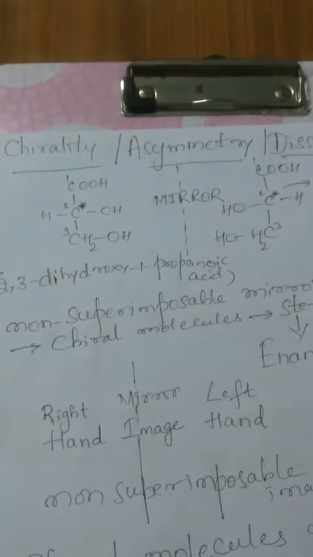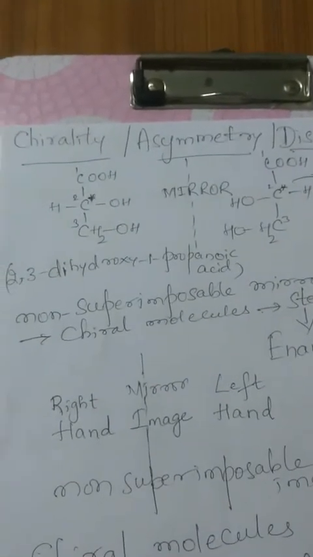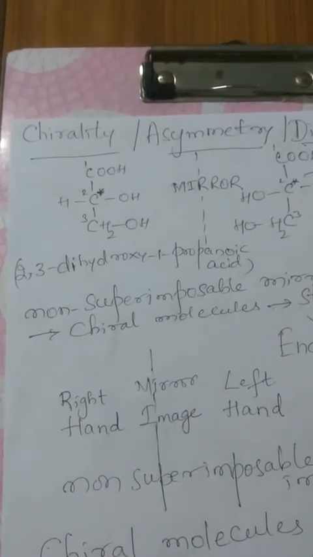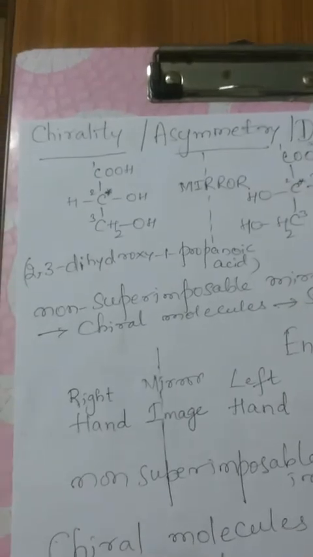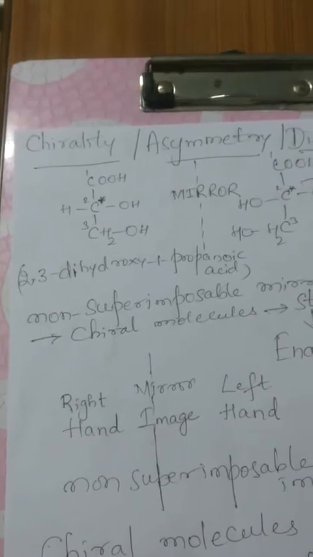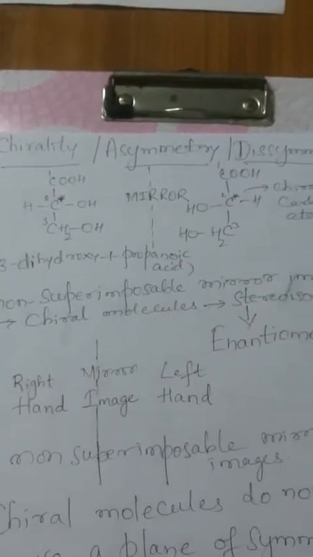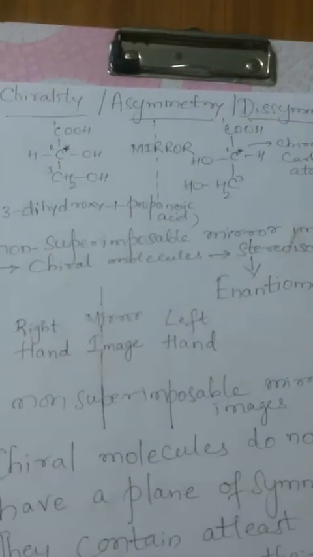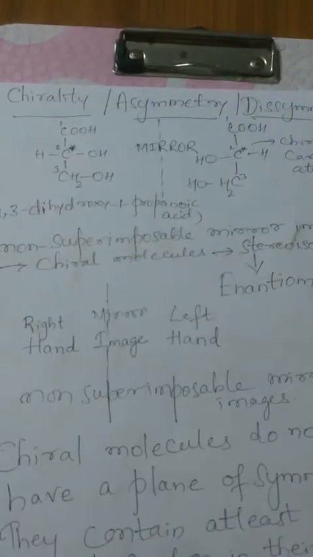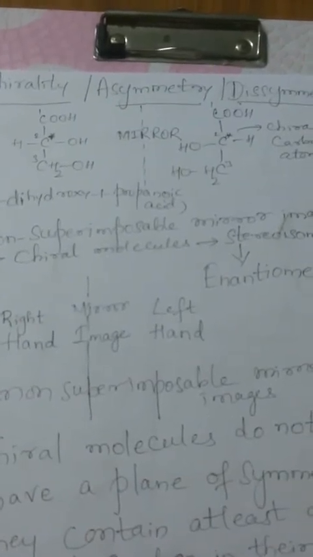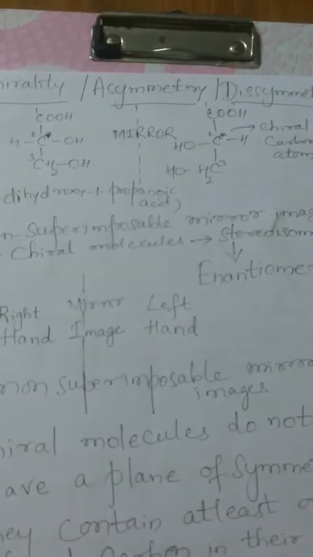Such objects, if you place one above the other, cannot be superimposed. Placing your right hand over the left hand will clash the thumb and the little finger. Therefore, they do not have a plane of symmetry. They are said to be non-superimposable mirror images. Remember this word. Chiral molecules form non-superimposable mirror image forms. The two will not be identical.